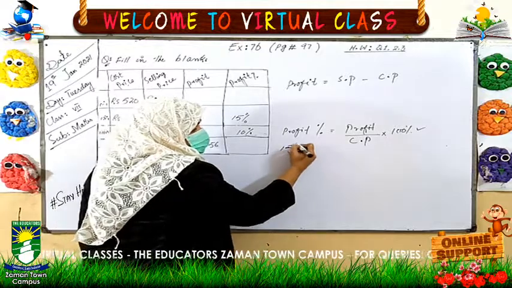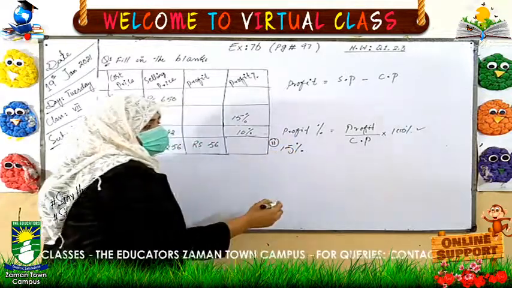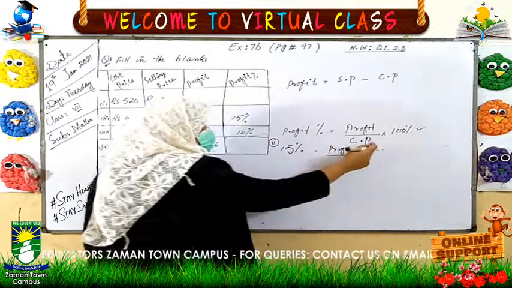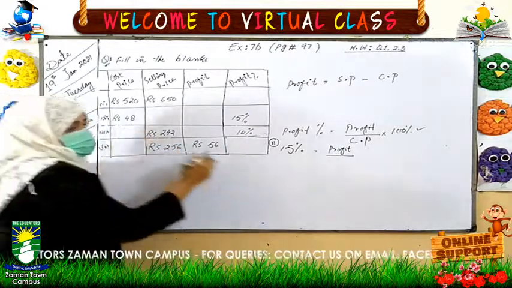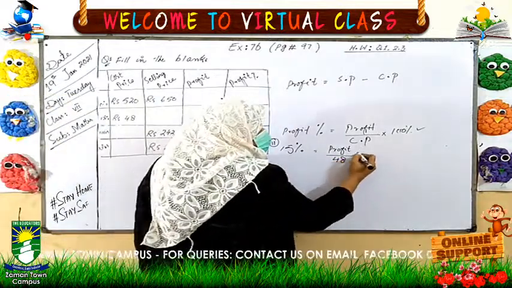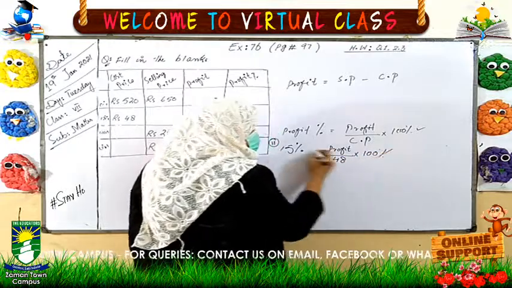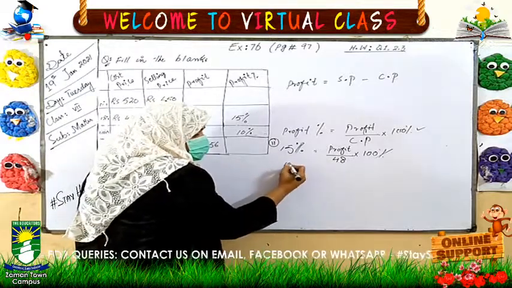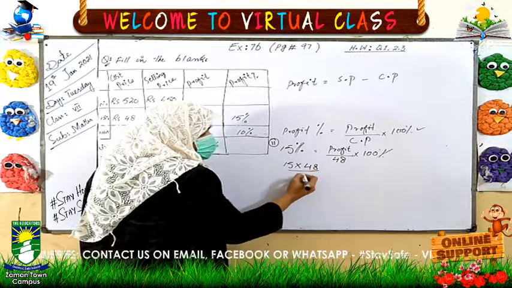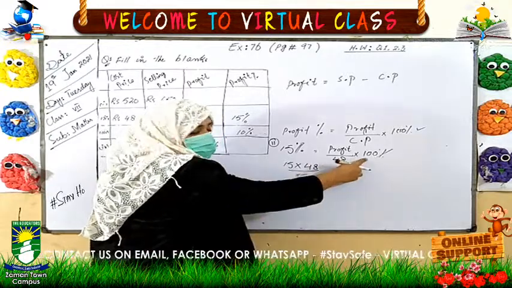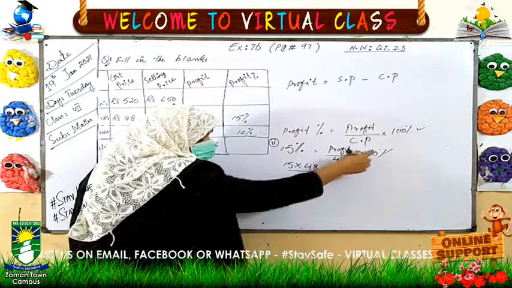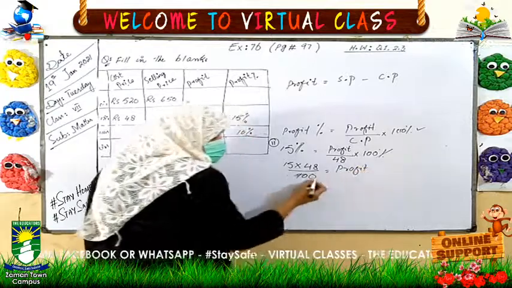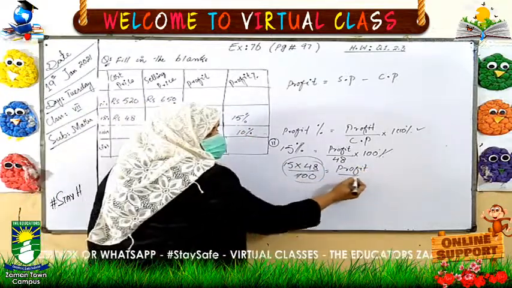15%. I am solving part 2 here. 15% is equal to profit upon cost price. What is the cost price here? 48, multiplied by 100%. This percent is cancelled by this percent. Now 48 is in division, so when it moves there it will change into multiplication. 15 multiplied by 48, and here 100 is in division, so when it moves here it will change into multiplication, and when it moves there it will change into division. Now when you solve it, you will get your profit.